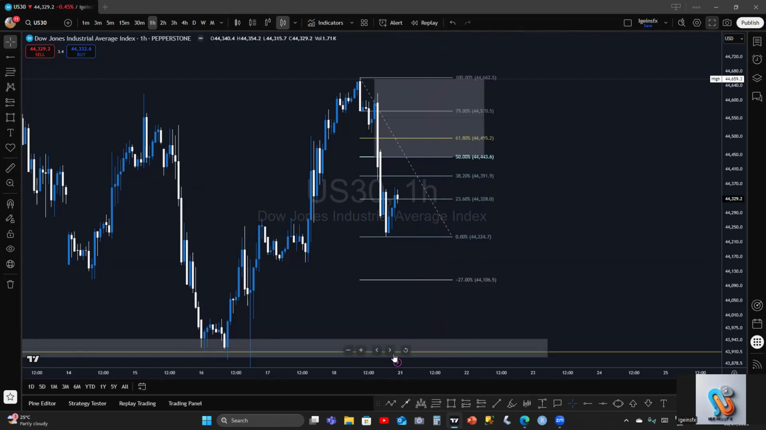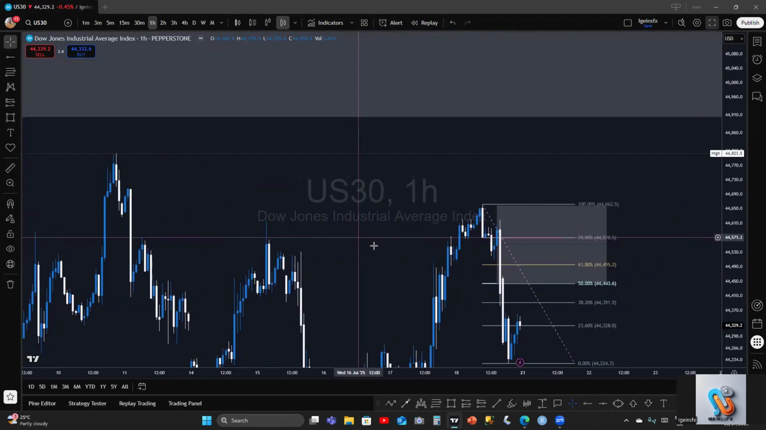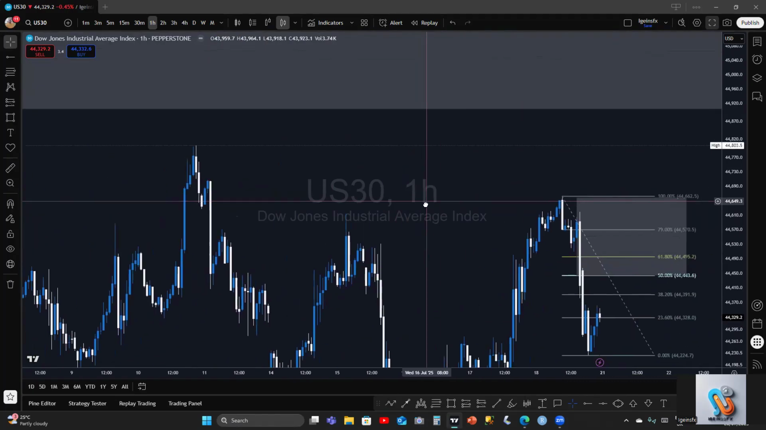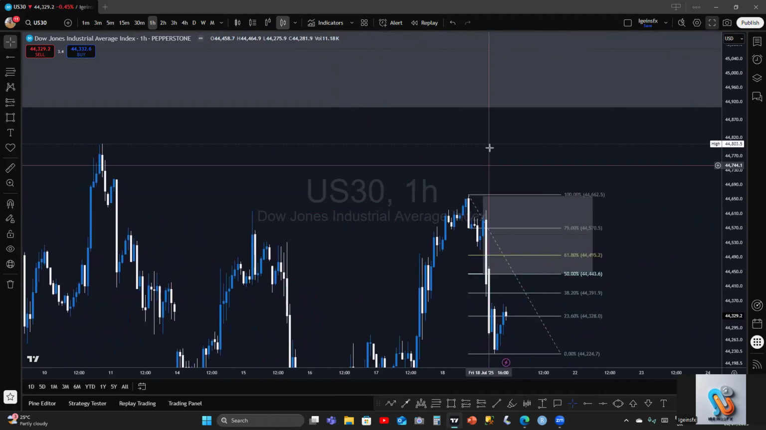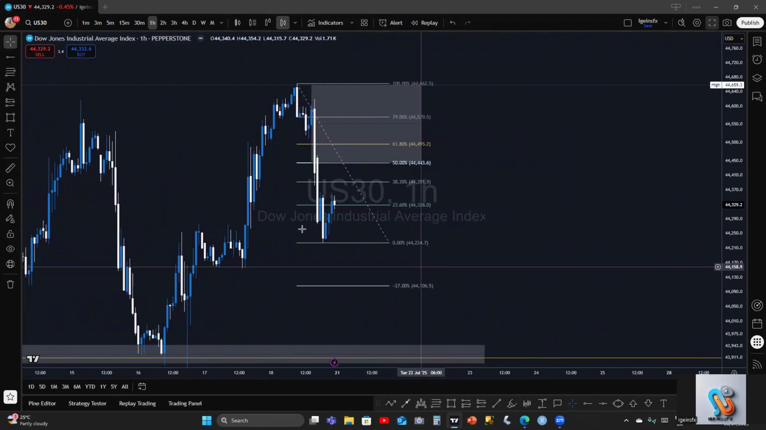Our selling should be up to this support level, because even here, there's a strong resistance level. So we should be mindful of this resistance level. So at this point, we're going to watch price action dish out what it owes us.